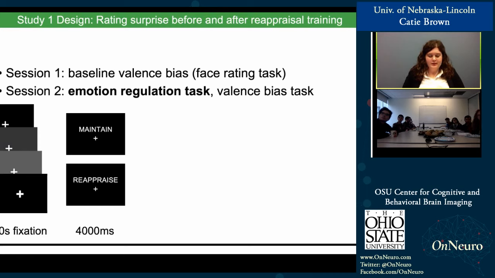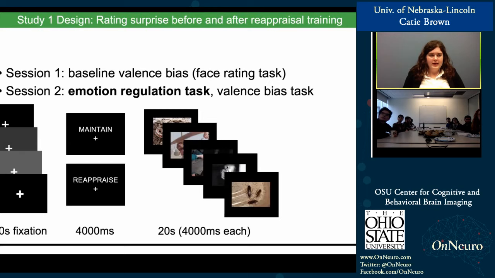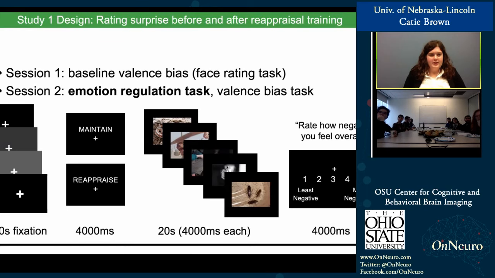they should reappraise. Then they saw clearly negative images, like a snake, a barking dog, a fight, a gun, and roaches. And so they'd either have to apply the maintain or reappraise strategy, and then lastly rate how negative they felt just overall at that time. Not how negative the images were, but just how they felt.